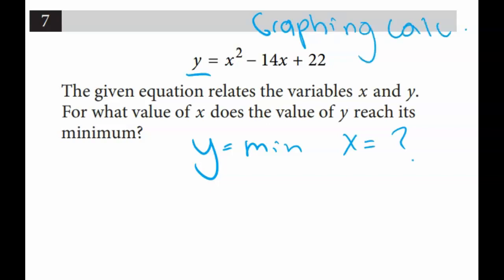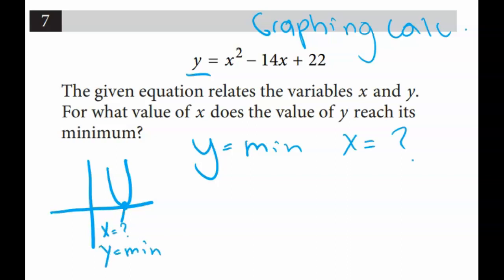You should go and find the vertex of the parabola, because you know it's a parabola because it's x squared. It's probably going to look something like this. And then right here would be x equals what? And the y would be the minimum. And so that's the point you're looking for, and you can find that on your graphing calculator. And that's what I would recommend doing.